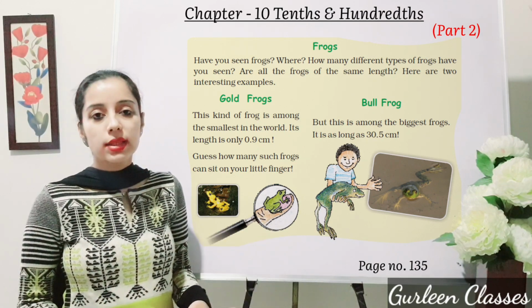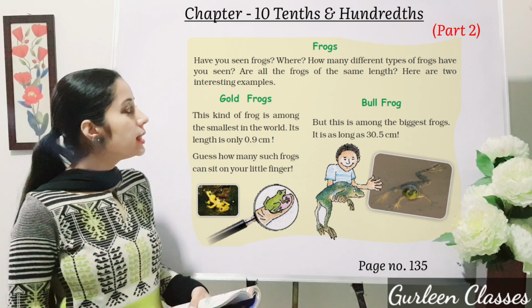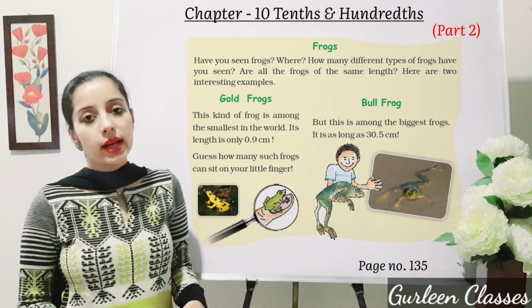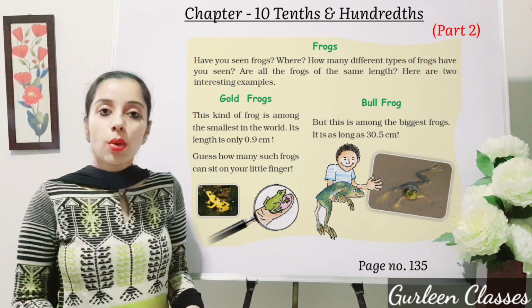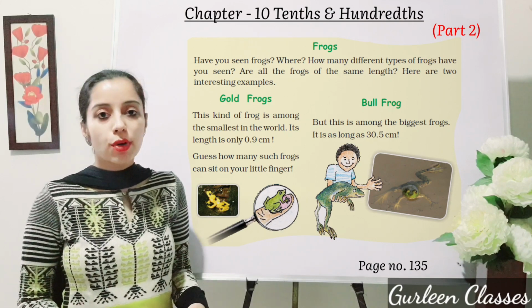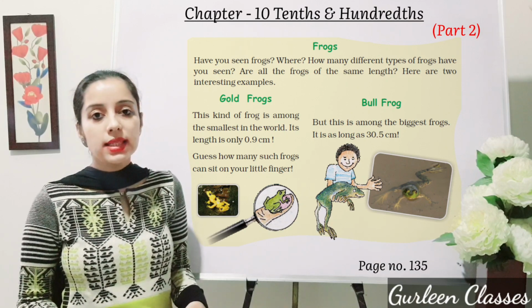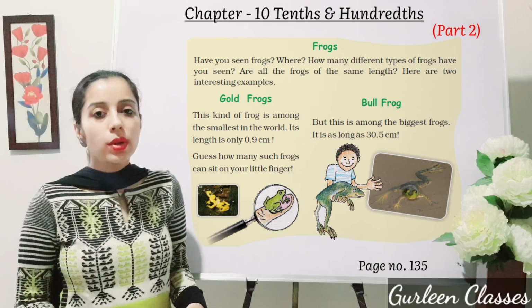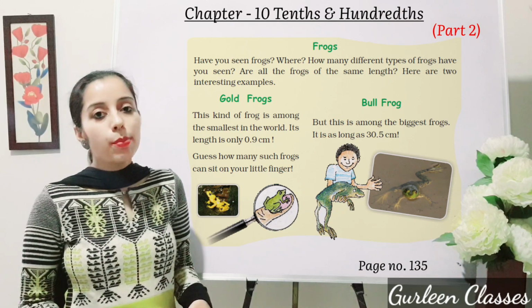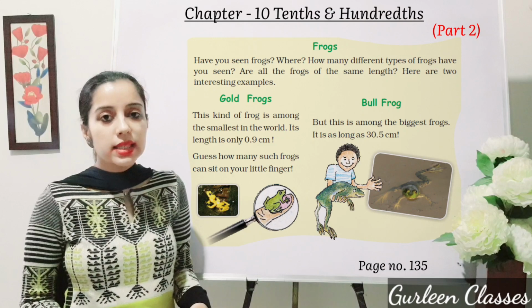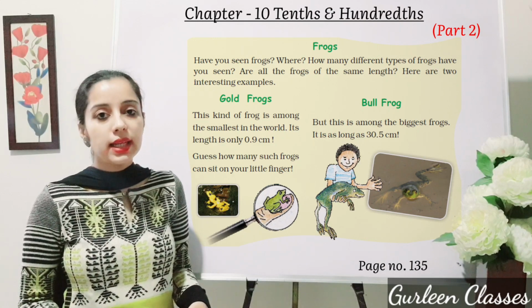Here are two interesting examples. So here you can see two interesting examples. One is gold frog, another is bullfrog. Gold frog is the smallest frog in the world and its length is 0.9 centimeter. It is about 9 millimeter. And bullfrog is the biggest frog in the world and its length is 30.5 centimeter.